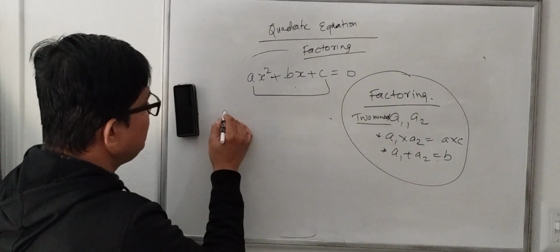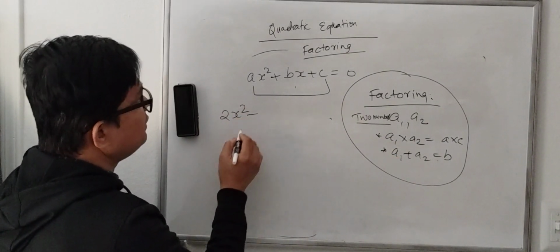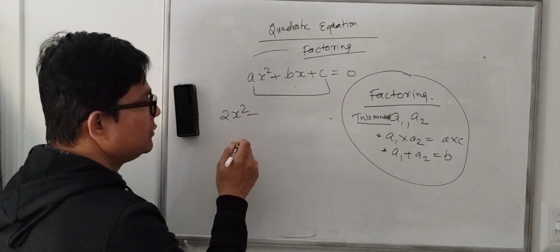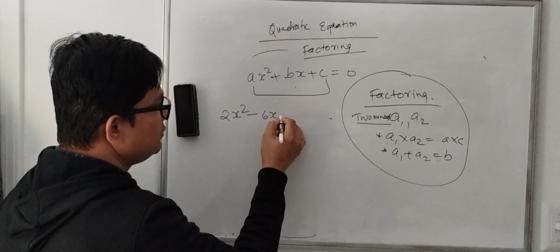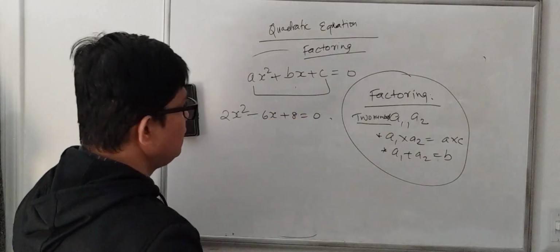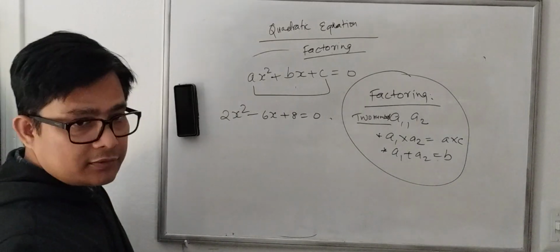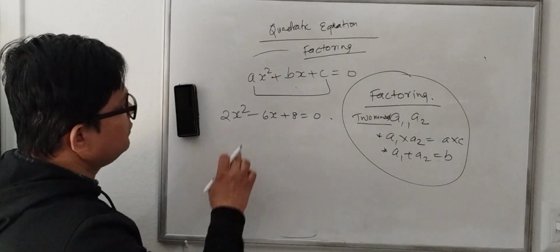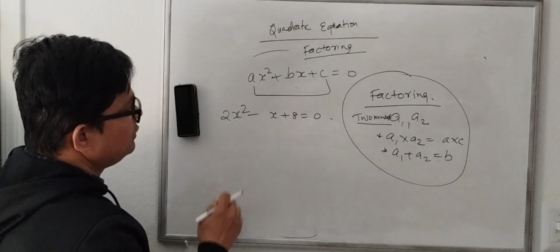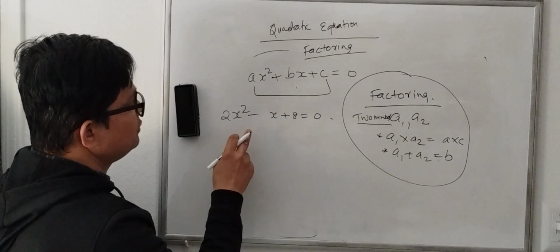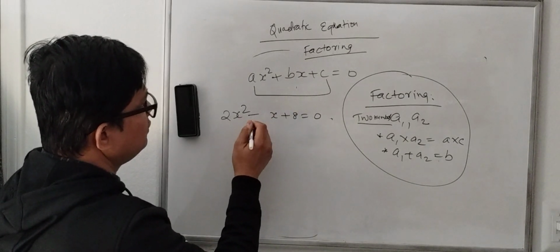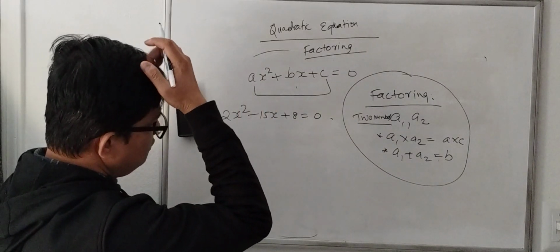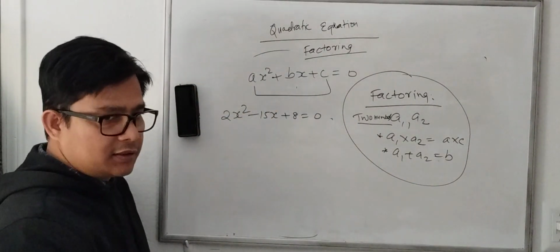Okay, another example will be 2x squared minus 15x plus 8 is equal to 0.